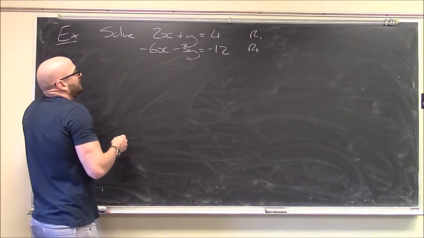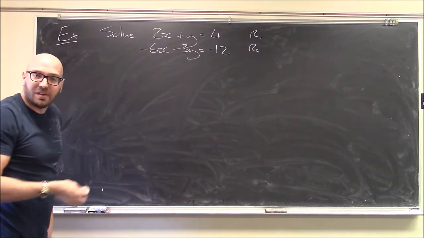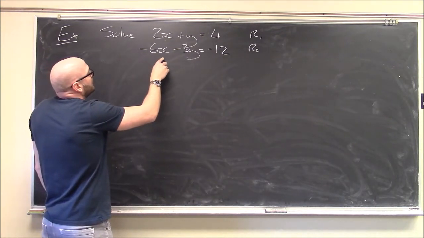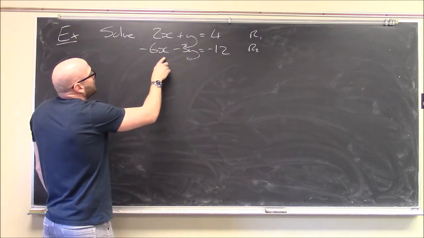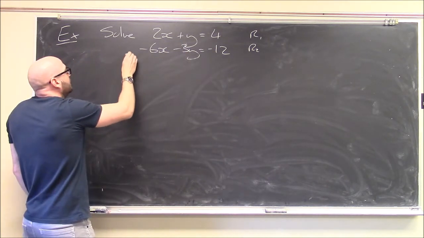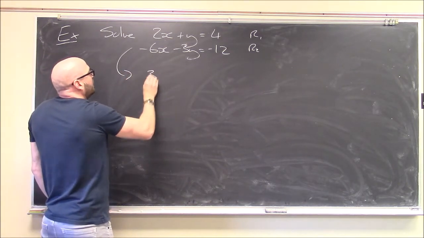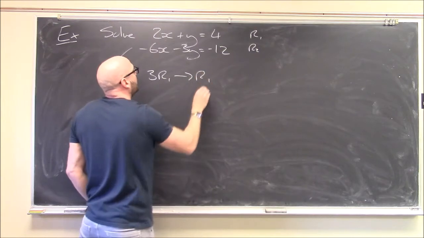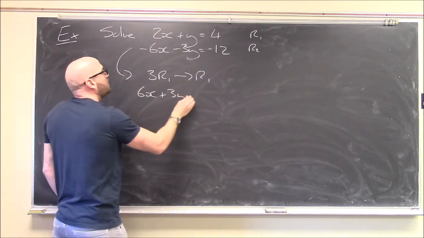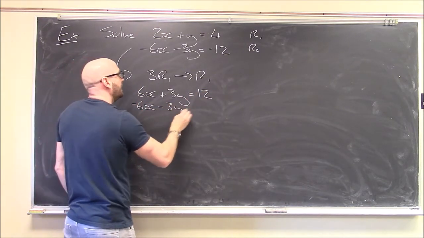So let's see. If I want to eliminate a variable, how about we do this all in 2 steps again, because it's a little bit easier mentally to see what's happening. Let's say we multiply the first equation by 3. So 3r1 is going to become our new r1. So that gives me 6x plus 3y equals 12, and minus 6x minus 3y equals -12.